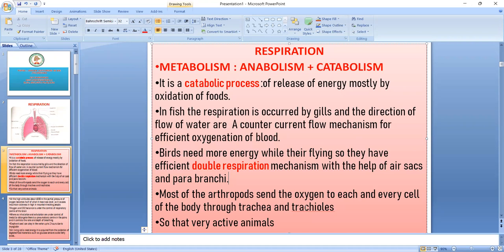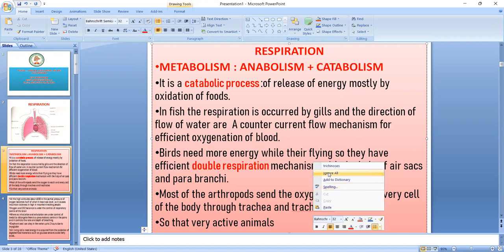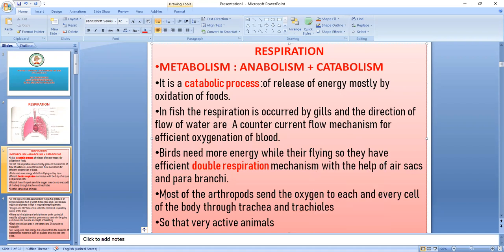Most of the arthropods, you should keep this point in mind, send oxygen to each and every cell of the body through trachea and tracheoles. It is like a circulatory system, but there is no fluid in the tracheal system. In most insects and some arthropods, the body contains a special tubular system. Only tubes are present, without any fluid.